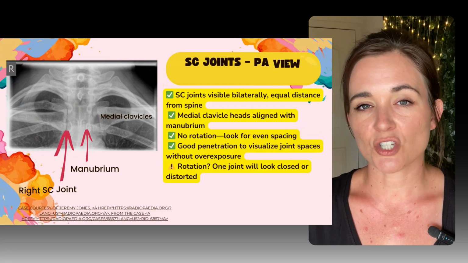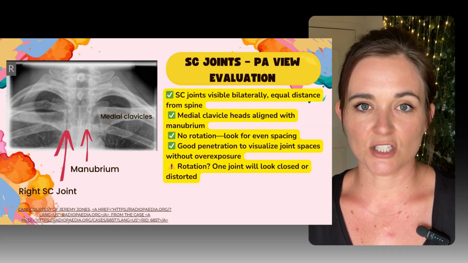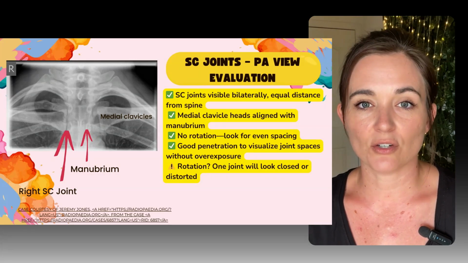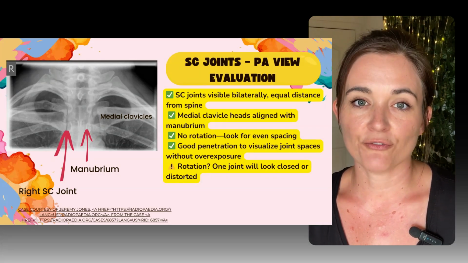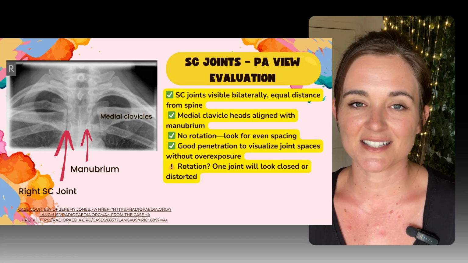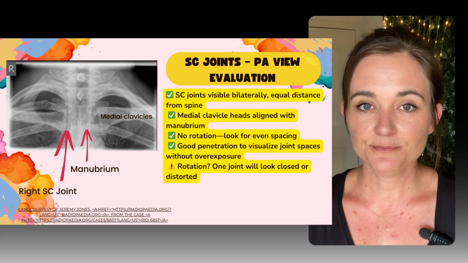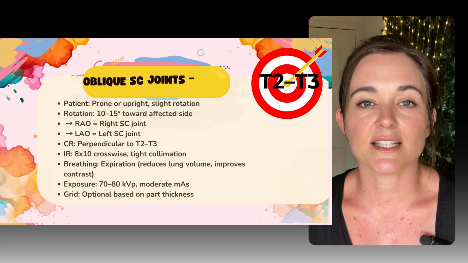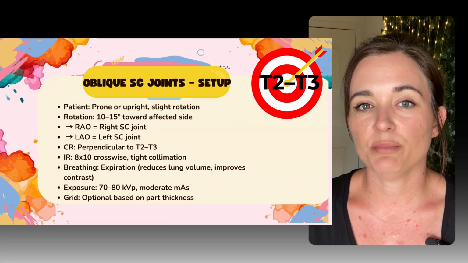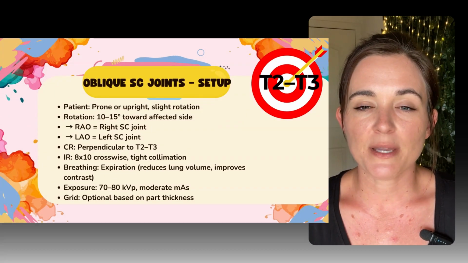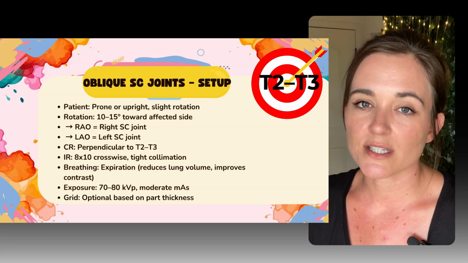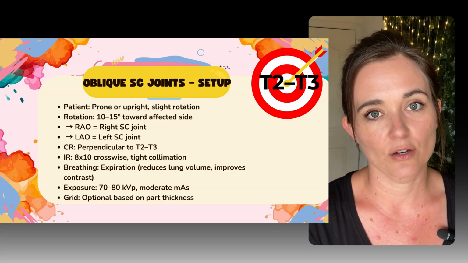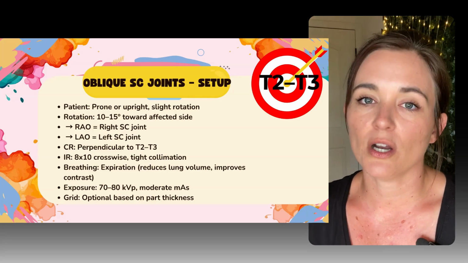On a well-positioned PA image, both SC joints should be visible and symmetric. Medial clavicles should be equidistant from the spine, meaning the same distance. Rotation shows up fast here. If one joint looks wider than the other, your patient isn't straight. Let's isolate each SC joint using an oblique view. You want to rotate the patient 10 to 15 degrees towards the side of interest. So for a left SC joint, use LAO. For the right, use RAO.